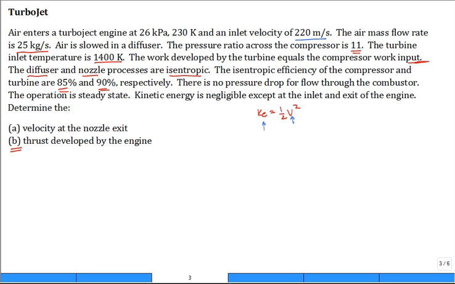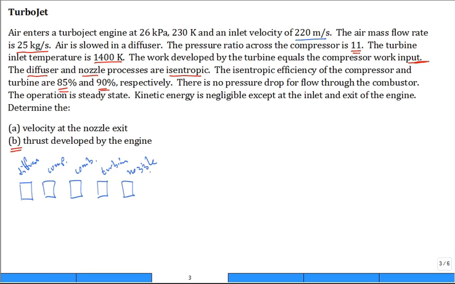So what is the velocity at the nozzle exit? A lot of work to make that calculation. The best thing to do is go ahead and sketch and then make a table of properties, especially the first time through. So I'm going to put it as boxes: a diffuser, followed by a compressor, followed by a combustor, followed by a turbine, followed by a nozzle.